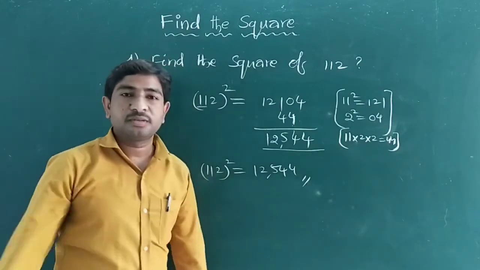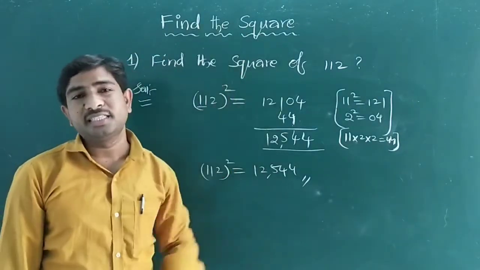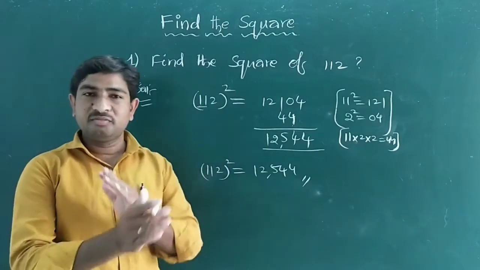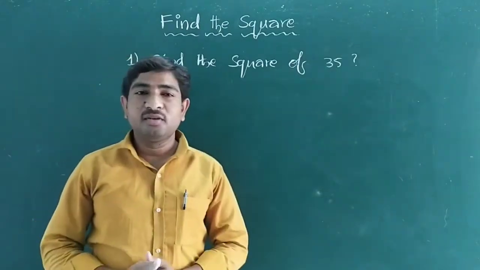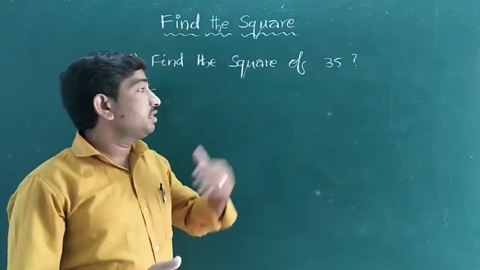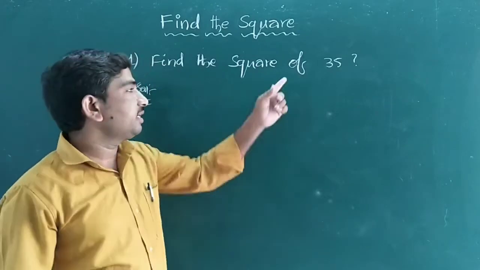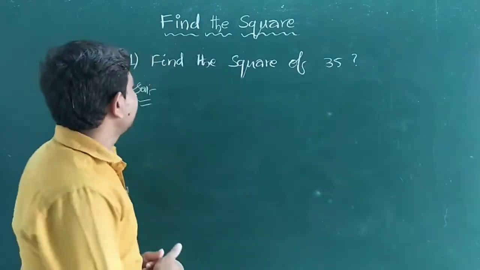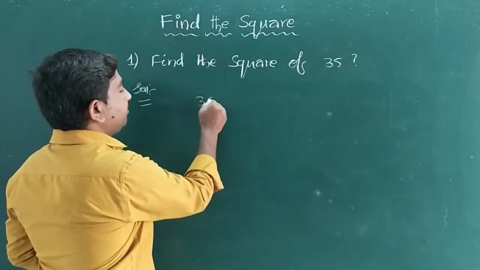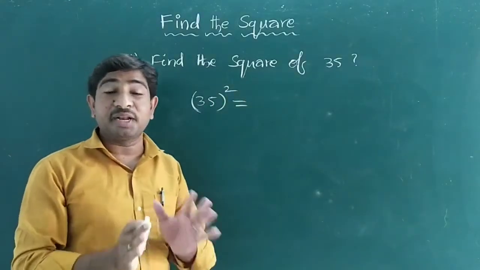12,544 is the answer. So we can find the square of a 3-digit number also by using this method. Very easy. Now one more type of problem: how to find the square of a number which has unit place 5, for example 35. So find the square of 35. It is very easy and very miraculous.